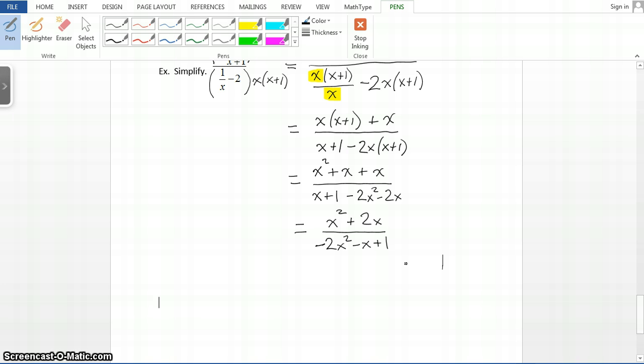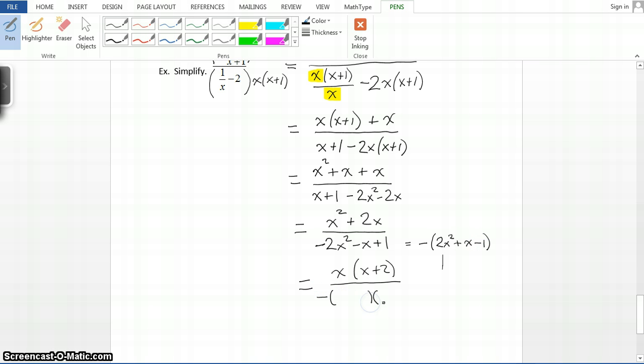Now, you actually could leave your answer this way, but technically you should factor it to see if there's any common factors that you can cancel top and bottom to see if we could simplify this. So if we factor it, that numerator, we can pull out a common factor of x. And in the denominator, let's pull out a negative first. So I'll have 2x squared plus x minus 1.